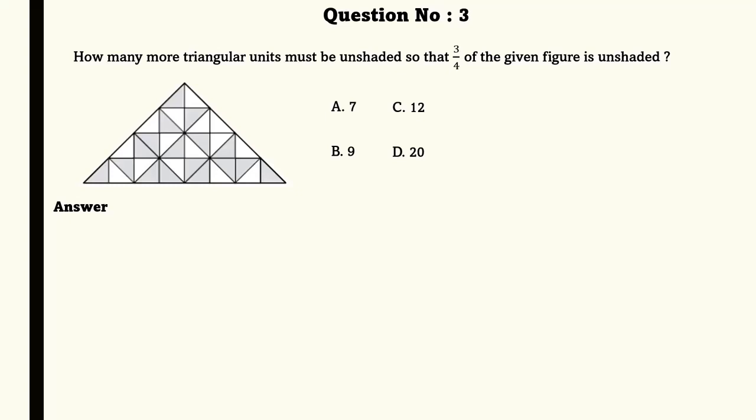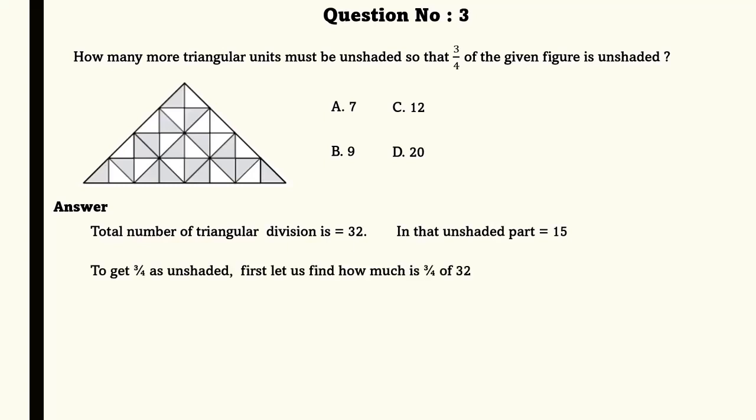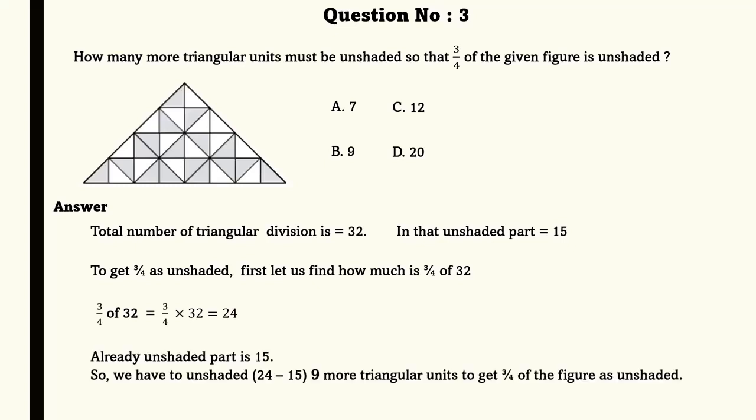How many more triangular units must be shaded so that 3 by 4 of the given figure is unshaded? Be careful and note here that they have asked for the unshaded part. Total number of triangular divisions is equal to 32. In that, unshaded part is equal to 15. To get 3 by 4 as unshaded, first let us see how much 3 by 4 of 32 is. As we can see here, 3 by 4 of 32 is equal to 24. Already unshaded part is equal to 15.